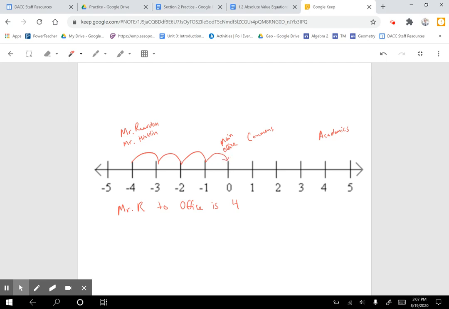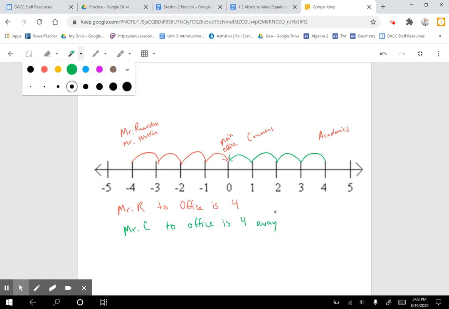All right, so what about, let's say another academic teacher that doesn't have to teach from an office or a closet in the Powerline lab, let's say Mr. Carpenter. So he's in academics, he also has to go to the main office to sign out every day. So we'll do him in green. So he starts off at academics, he takes 1, 2, 3, 4 jumps, and he is at the main office. So we'll say Mr. Carpenter to the office is also 4 away. All right, so maybe I don't have so much of a reason to complain if he has to walk 4 and I also have to walk 4.